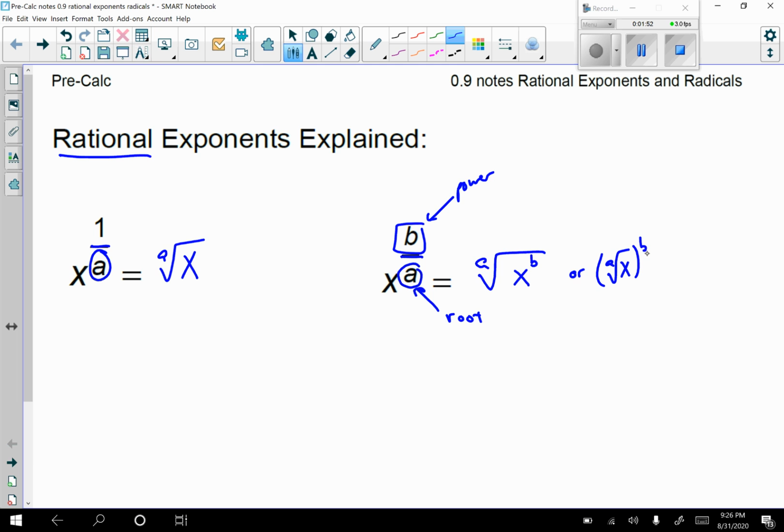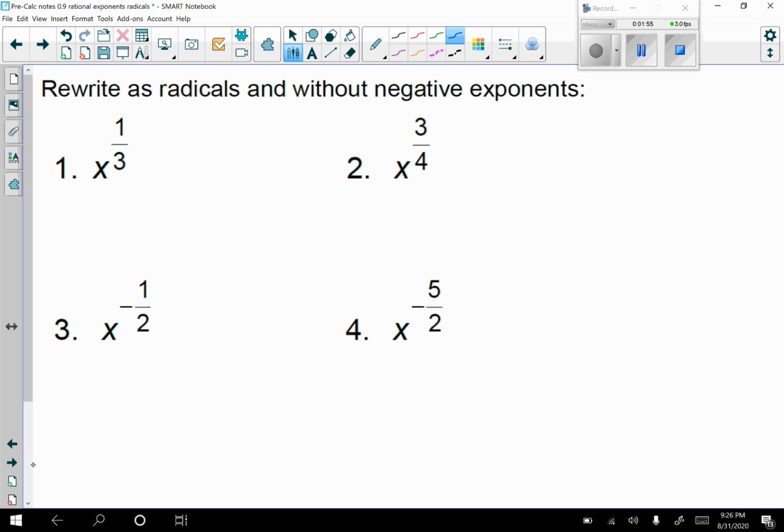So let's see about converting some of these real quickly, writing them as radicals without negative exponents. We did negative exponents yesterday. So start out with x to the 1/3. You guys can answer these before I even write them down. So x to the 1/3, 1 over denominator 3, that means it is the cube root of x. Number 2, we've got 3/4. Think about it real quick. Denominator 4 means the fourth root, and the numerator 3 means x to the 3rd power.